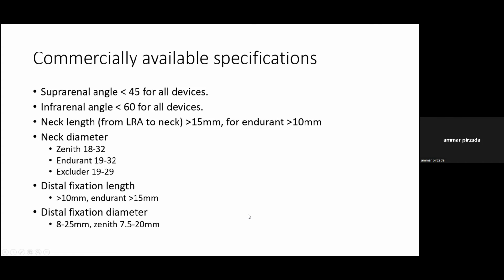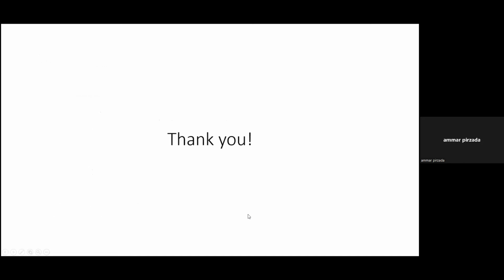Similarly, for distal fixation length, the minimum should be more than 10 millimeters. Endurant suggests that it should be more than 15 millimeters. And for diameter, 8 to 25 millimeters is generally good enough for a good distal fixation. Thank you. This was about the anatomical selection criteria for EVAR.